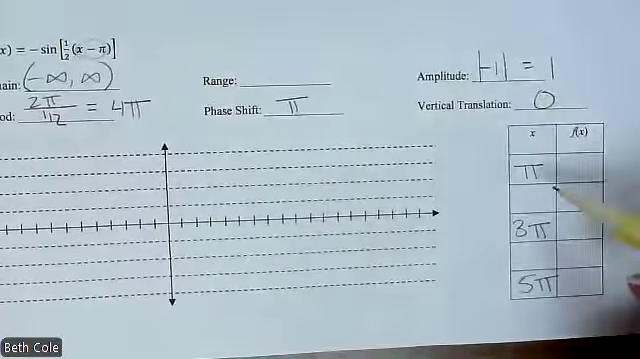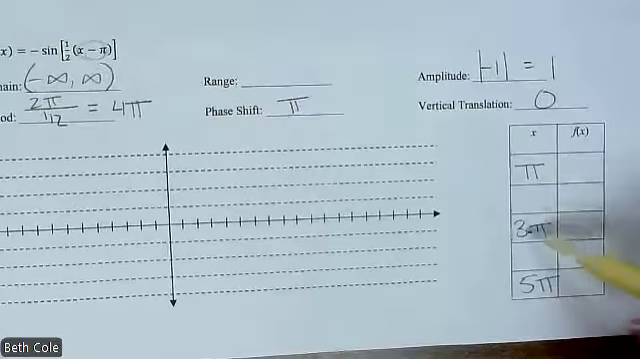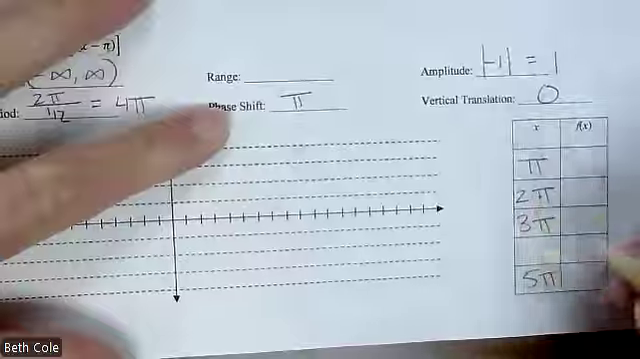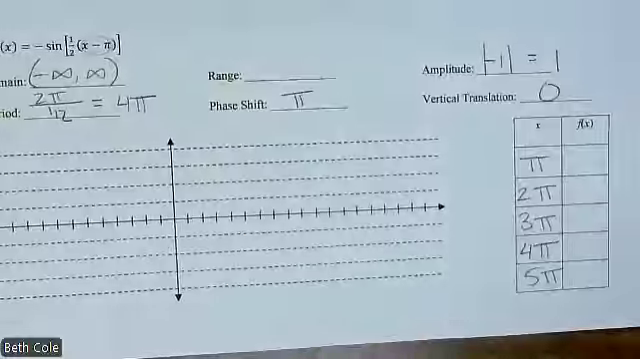If the pi's bother you, ignore them. Just go, what's halfway between 1 and 5? All right, halfway between 1 and 3 is 2. And then at that point, you're just counting.